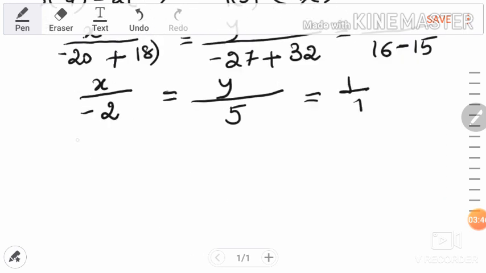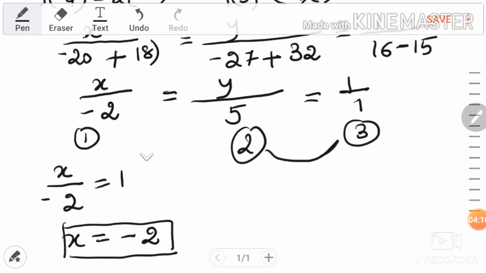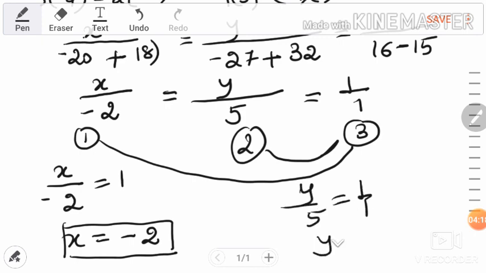Now equating the first to the third fraction, so x divided by -2 is equal to 1, therefore x is equal to -2. We get our x value. Similarly, now equating the second to the third, y by 5 is equal to 1 on 1, so y is equal to 5. This is our y value.